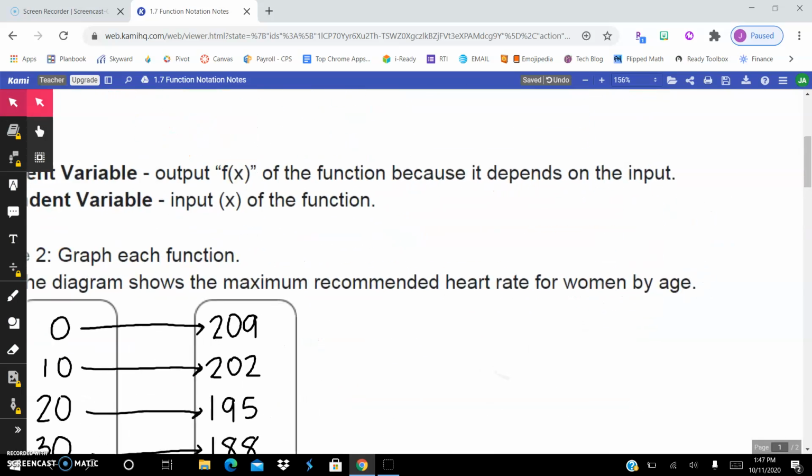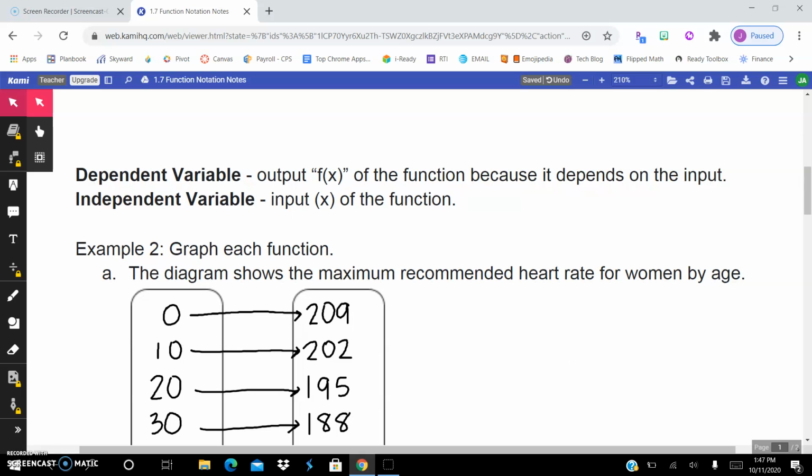Two more vocab words here. Dependent variable is the output or the f of x, the answer of the function, because it depends on what the input is. So if we put 2 in, we're going to get a different answer than if we put 5 in or -10 or whatever. So that answer depends on the input. So the dependent variable is our answer, our f of x, our y.